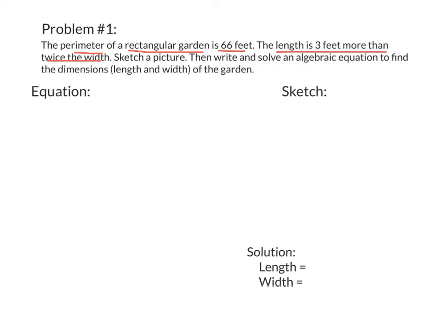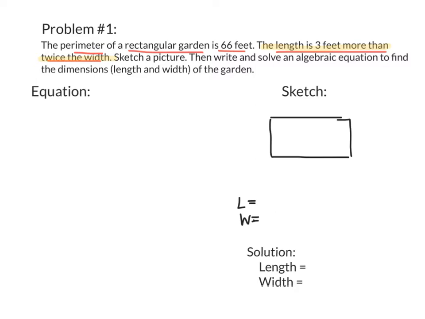All right, so let's start with a sketch of what we know. You have a spot for this over on the right-hand side of your page as well. So we've got a rectangular garden, and we know that we have a length and a width. I'm going to go back and reread to see what we know about those. It tells us the length is 3 feet more than twice the width. So it sounds like everything's based off of the width.